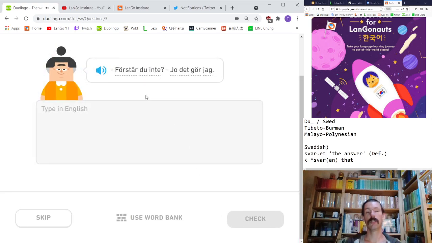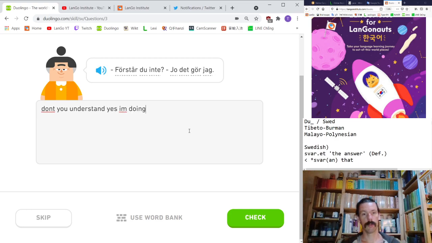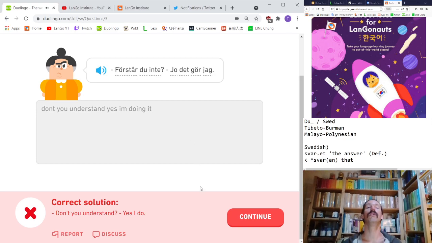Förstår du inte? Jo, det gör jag. Jo, what's that? Jo. Yes. Förstår du inte? Don't you understand? Yes, that do I. Yes, I'm doing it. Yes, I do. Jo, det gör jag. So J initial and G have the same sound. So some cases of G before a front vowel.